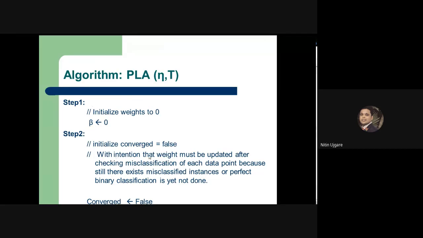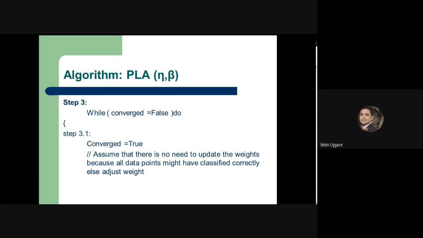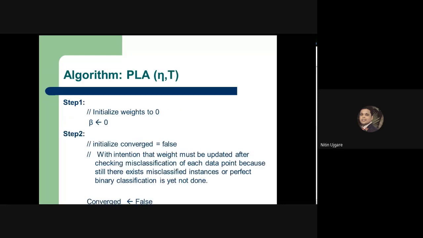Okay, so we have set this value of converge to false with the intention that the weight must be updated after checking the misclassification of each data point, because still there exist some misclassified instances, or perfect binary classification is not yet done. In which case, we have seen that after 2 misclassifications of the dotted line and then the solid black line, a solid red line, we have constructed the third classifier, which classified both the newly introduced instances, the positive class instance and the negative class instance. Okay, so converge is set to false.